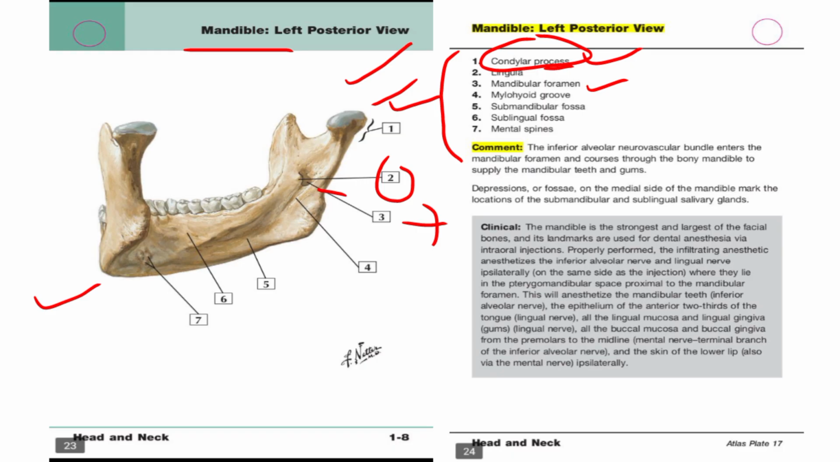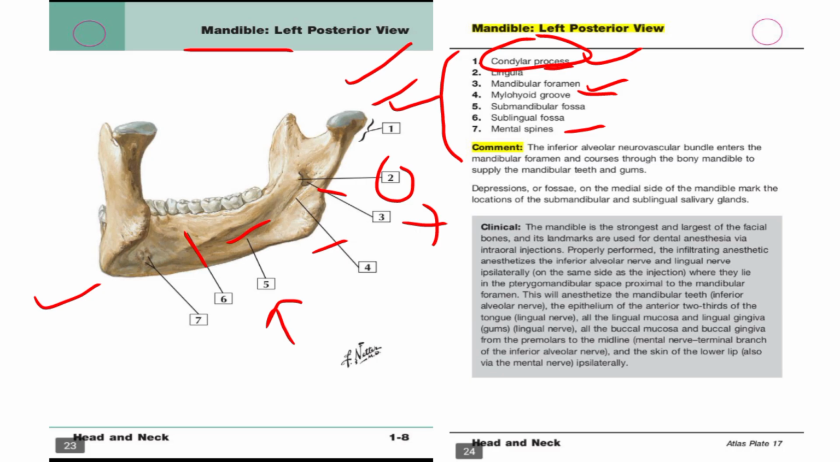Fourth one is the mylohyoid groove. This is the groove or depression. Fifth label is the submandibular fossa. This is the submandibular fossa on the posterior side. Sixth is the sublingual fossa. This is the sublingual fossa. And the seventh, last one, is the mental spines. These are the mental spines.